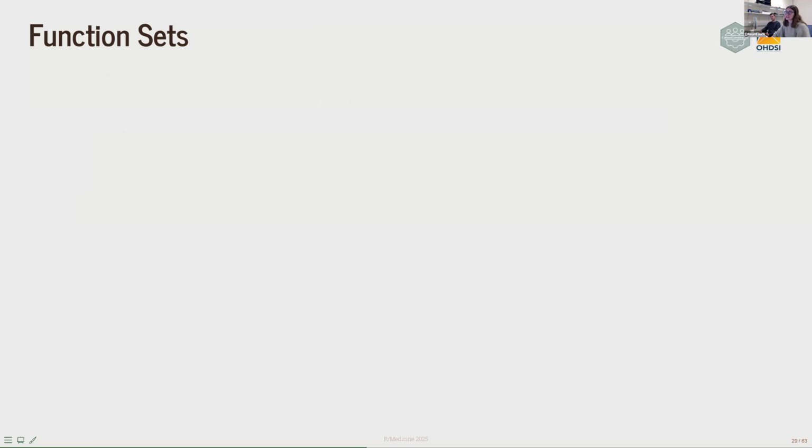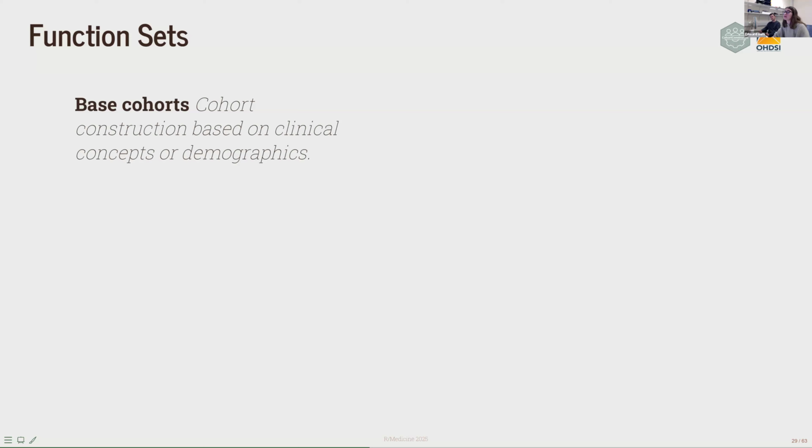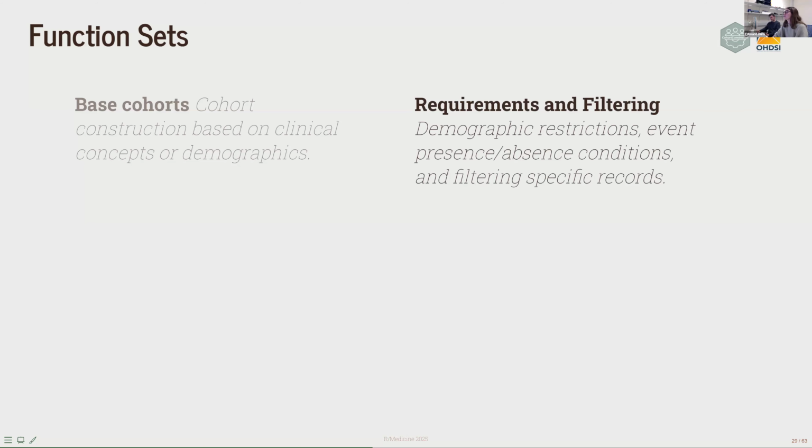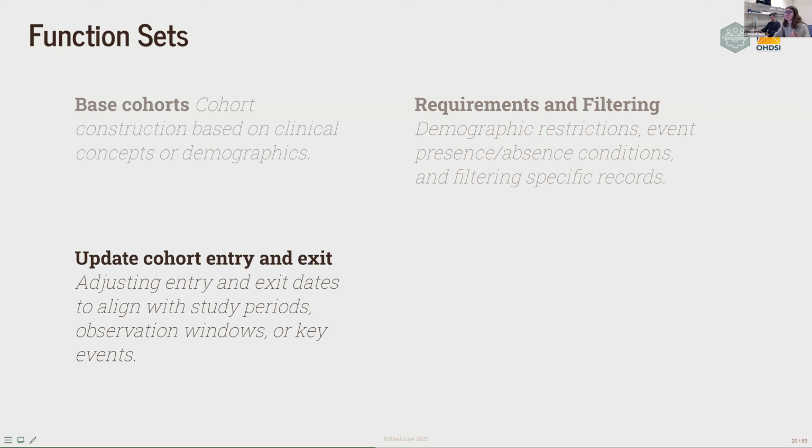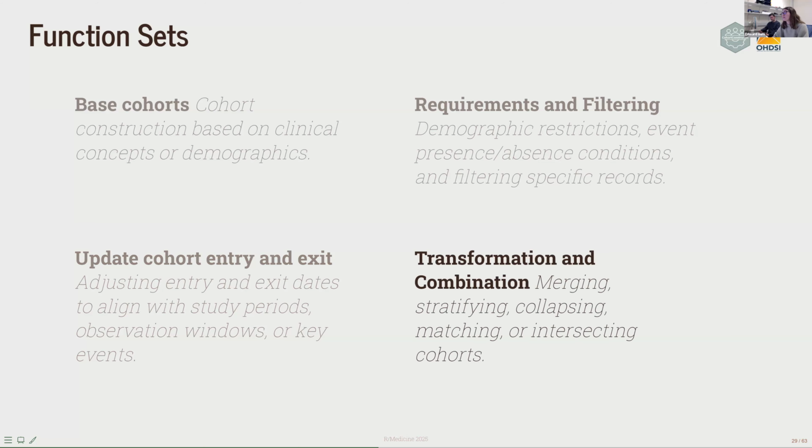And to do this, we have a lot of functions that can be categorized into 4 sets. So first, we have functions to construct these base cohorts. But then we have functions to apply requirements and filter those cohorts, functions to update cohort entry and exit, and finally, functions for cohort transformation and combination. So I'm going to go now through the functions that we can see in each of these categories, showing some examples.